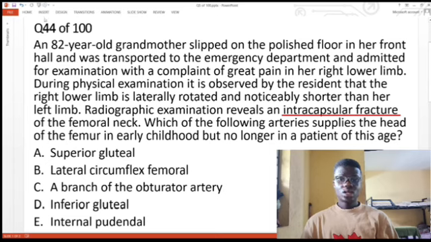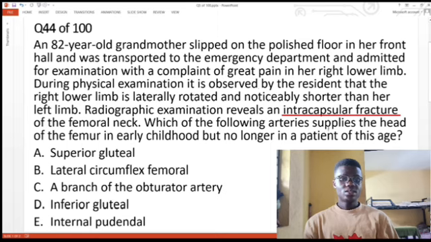The question says, an 82-year-old grandmother slipped on the polished floor in her front door and was transported to the emergency department and admitted for examination with a complaint of great pain in her right lower limb. During physical examination, it is observed by the resident that the right lower limb is laterally rotated and noticeably shorter than her left limb. Radiographic examination reveals an intracapsular fracture of the femoral neck.